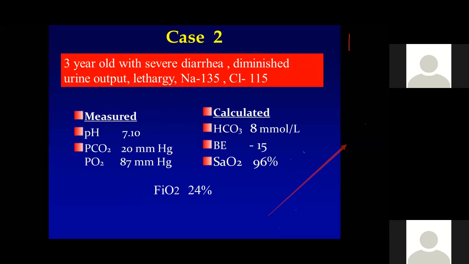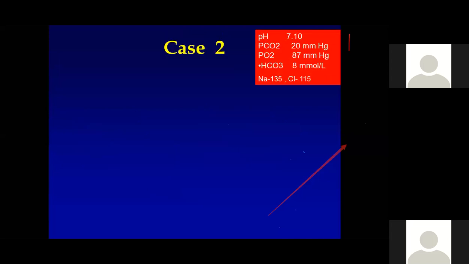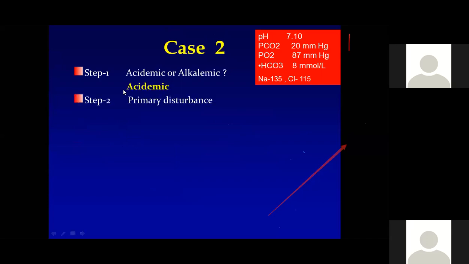Now, this particular patient, a 3-year-old boy, has come to your hospital with diarrhea and decreased urine output. Lethargy is there. Sodium is 135 and chloride is 115. The pH is 7.10. Bicarbonate is 8. He is not requiring any kind of oxygen. So what is the primary disturbance here? Acidemic or alkalemic? Yeah, very good. So what is the primary disturbance here?